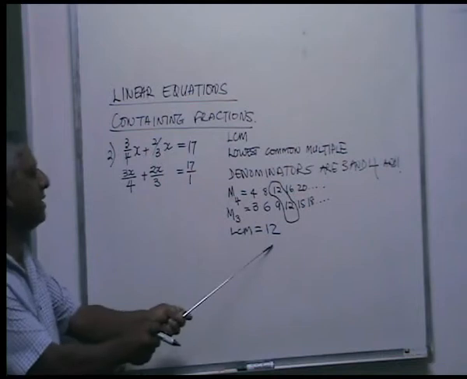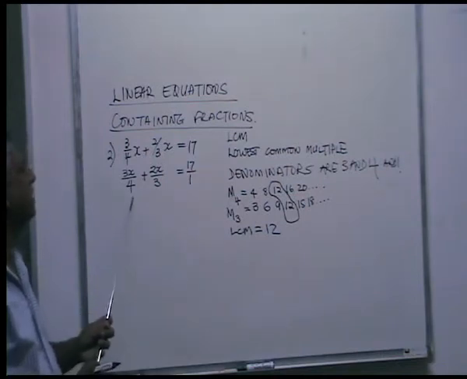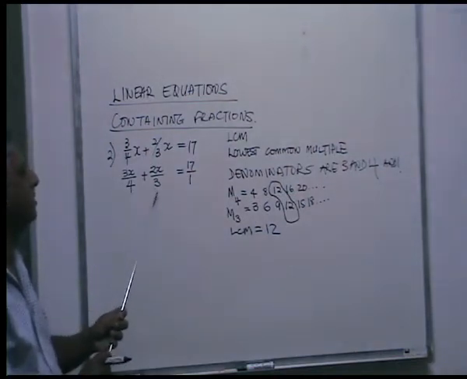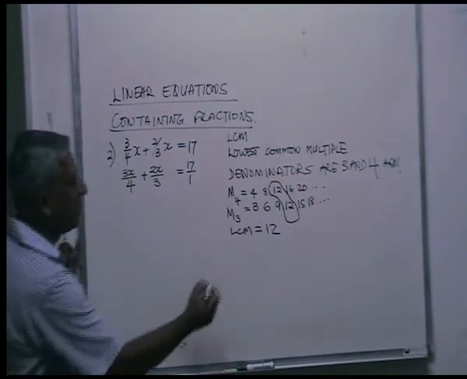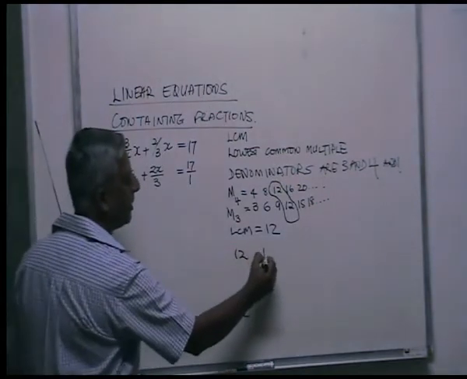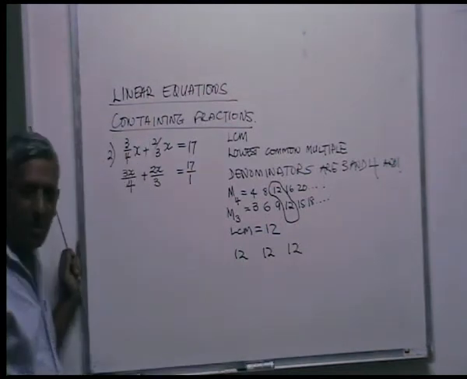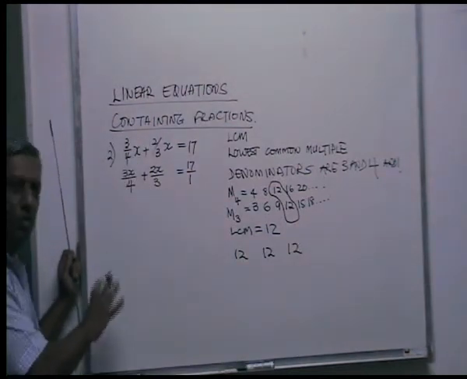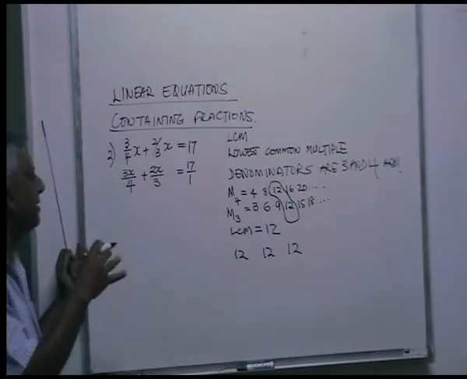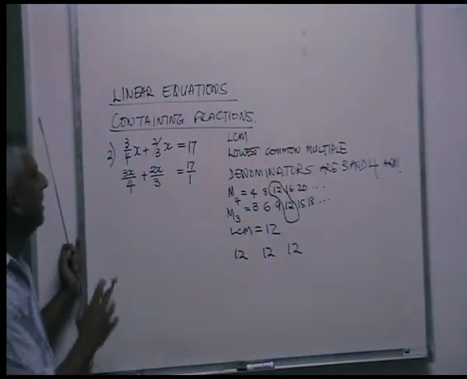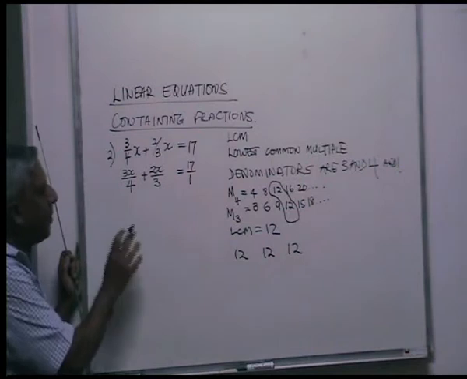Now, how many times must you write the LCM down? You must write it down 3 times because you've got 3 numbers. 1, 2, 3. So you write it down 3 times. There's 12, there's 12, there's 12. Now there are many ways to do this example. I am showing you one way and another teacher might show you another way.